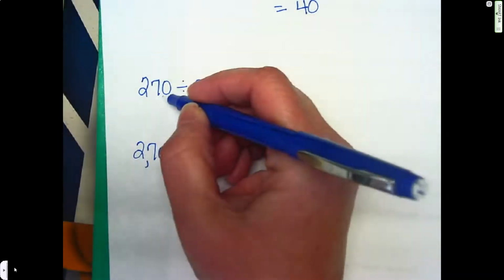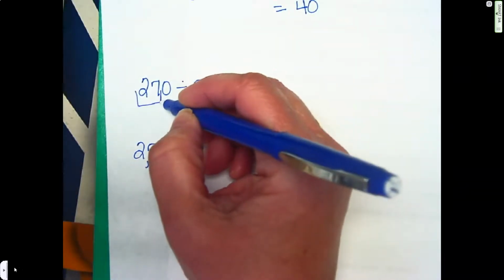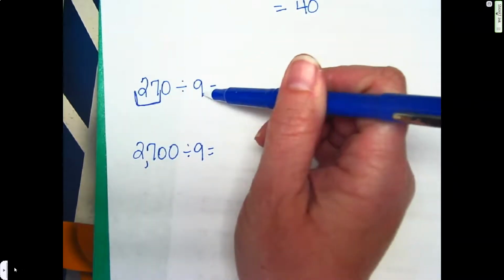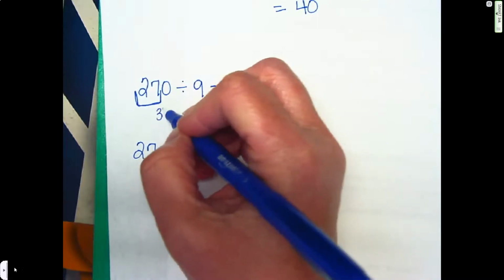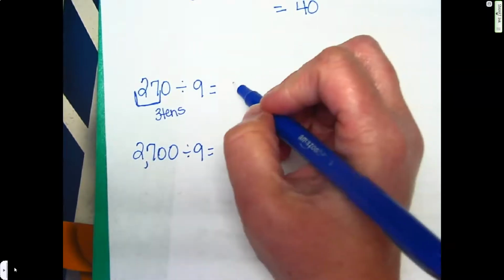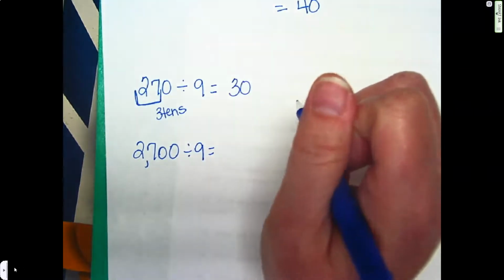So if we do another problem, we have 270 divided by 9. Well, I think about that as the same as 27 tens. Well, 27 tens divided by 9 would mean I have 3 tens. And 3 tens would be the same as 30. So 270 divided by 9 would be 30.